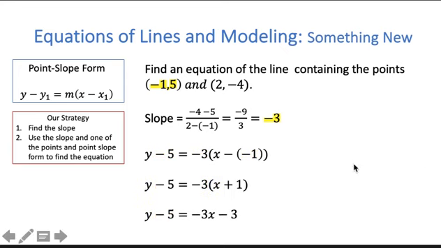Whoops, I went a little too fast there. So first what we did is we substituted this point into the point slope form. And then once again, I have 2 negatives, so that makes a positive. And I distributed negative 3. And then when I'm all done simplifying this, the equation is y equals negative 3x plus 2. Remember, I'm going to add 5 to both sides. All right, I hope that made sense.